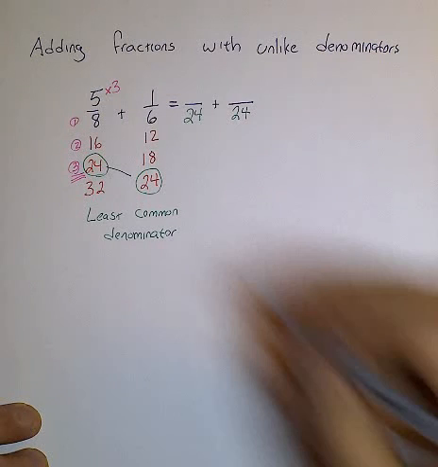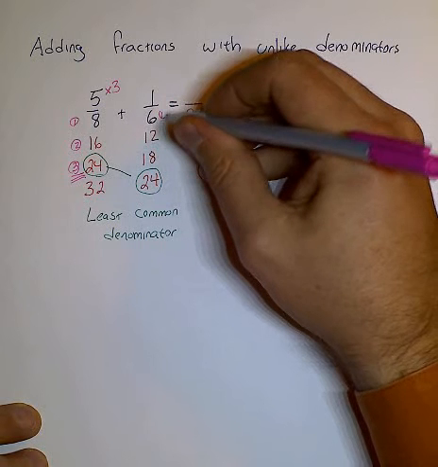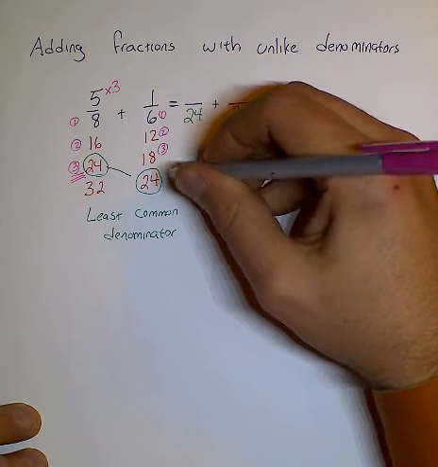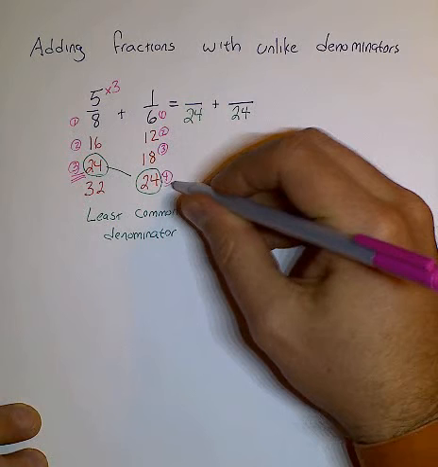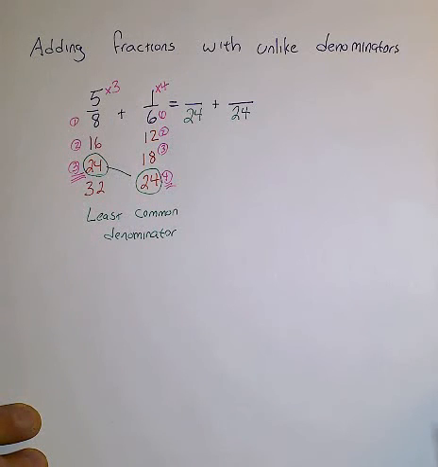Now we're also going to count these down. So starting with the 6, 1, 2, 3, 4. So that 4 is what we're going to multiply the top up here, times 4. All right, so all we had to do was count.